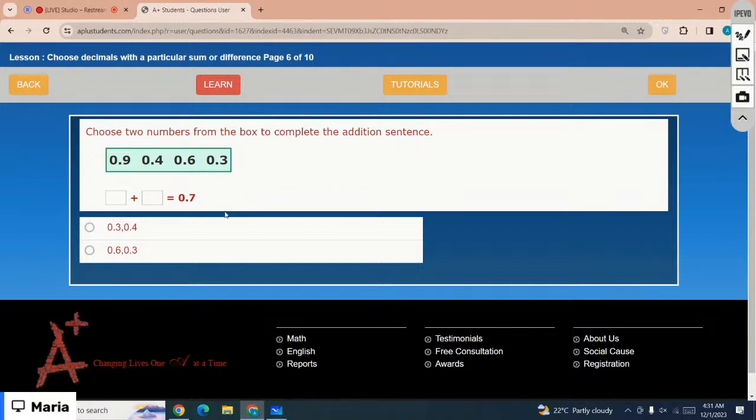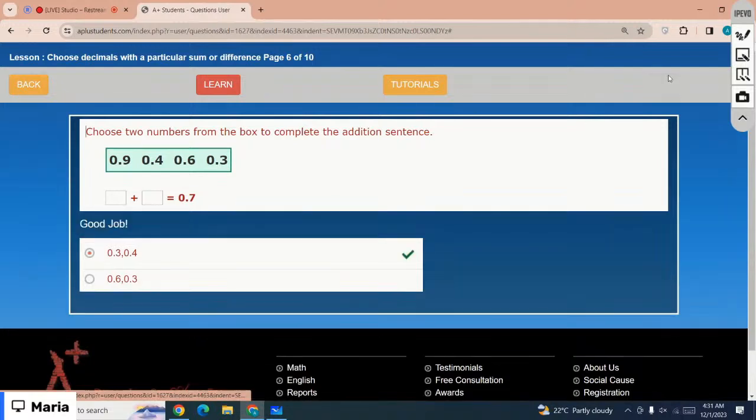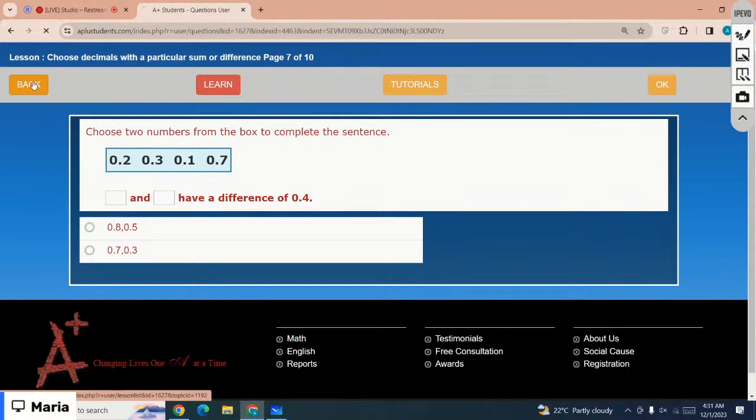Yes, the numbers are 0.4 and 0.3. When added, they make 0.7, right? Okay, you can complete the lesson by yourself later today. Let me just move on to the next lesson.